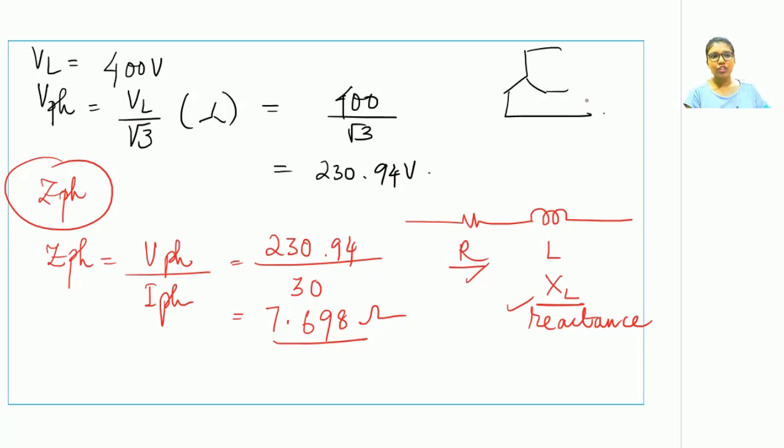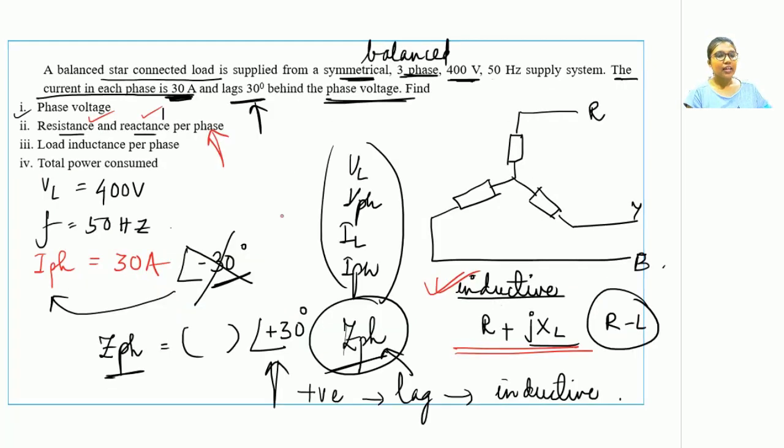So now the magnitude of Z phase is known to us. Now just with the magnitude, one cannot capture the values of R and XL. The angle is important over here. Let us move to the previous slide. The angle provided to us in the question comes into the picture. We already know that it is a lagging load and Z phase will carry a positive angle, that is positive 30 degrees. So have we obtained the entire value of Z phase? Yes. So now we can capture the value of R and XL from this value.